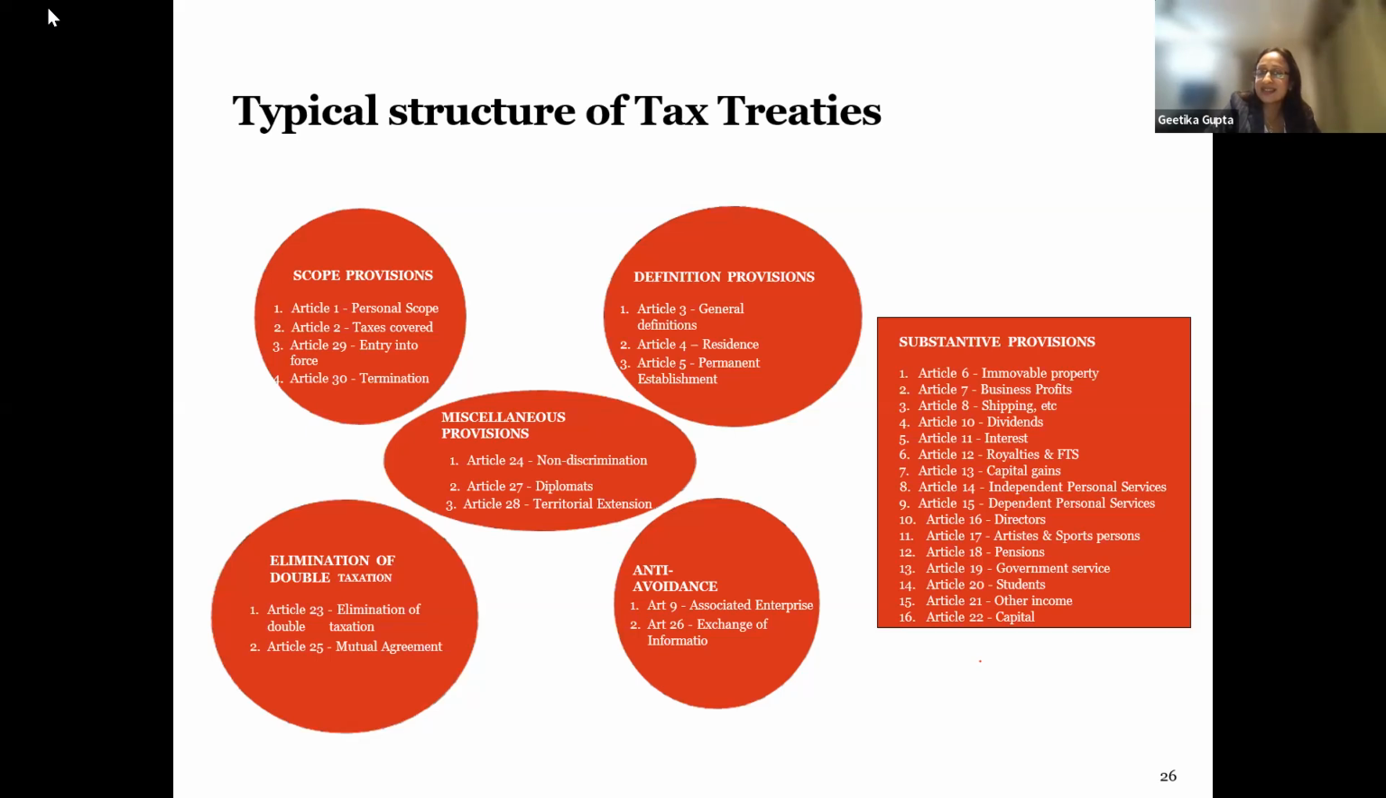So in case the tax is deducted under the Act, well and good. Then if you don't want to file the return for a specific exemption, then it's okay. But it may so happen that a non-resident may have different streams of revenue.